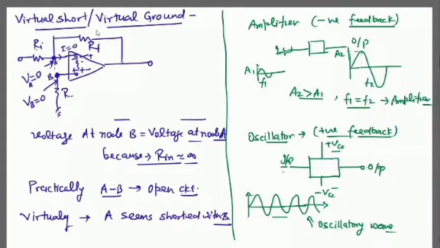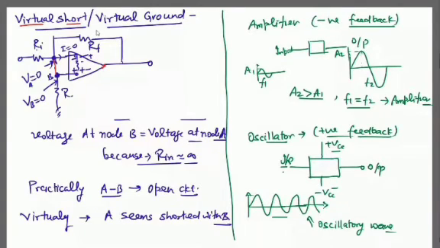Yes, sir. Yes, so that's why this is known as virtual short or virtual ground. So if somebody asks you what is virtual short and virtual ground, you will directly say the voltage at node B will be equal to the voltage at node A of the opamp in closed loop path, and specifically it is practically open circuit, but virtually it seems like shorted.